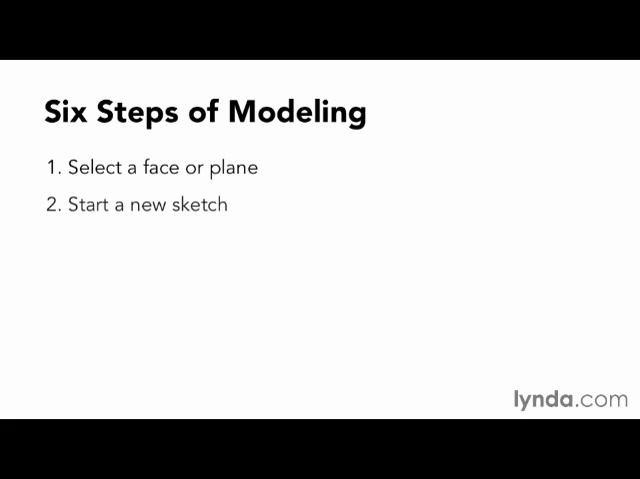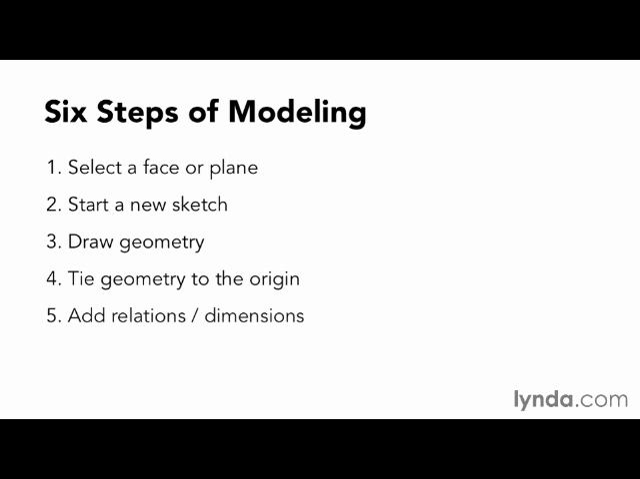Secondly, start a new sketch on one of those 3 fundamental planes. Number 3, draw geometry to fully define an enclosed boundary so we can turn that into a 3D solid. Number 4, make sure you're using either relationships or dimensions to tie that sketch to the origin. Number 5, add additional relationships and dimensions to fully define your sketch. And number 6, create the feature.